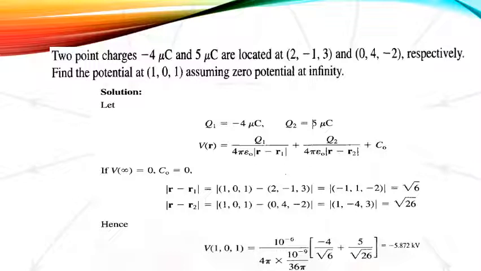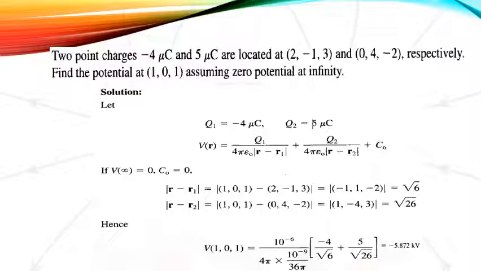That means potential V equal to Q1 by 4 pi epsilon naught |R minus R1| plus Q2 by 4 pi epsilon naught |R minus R2| plus C0. It is the constant. Here assume the constant C0 as 0. Integrating gives a constant C0, so there is no need to substitute it in your problem.